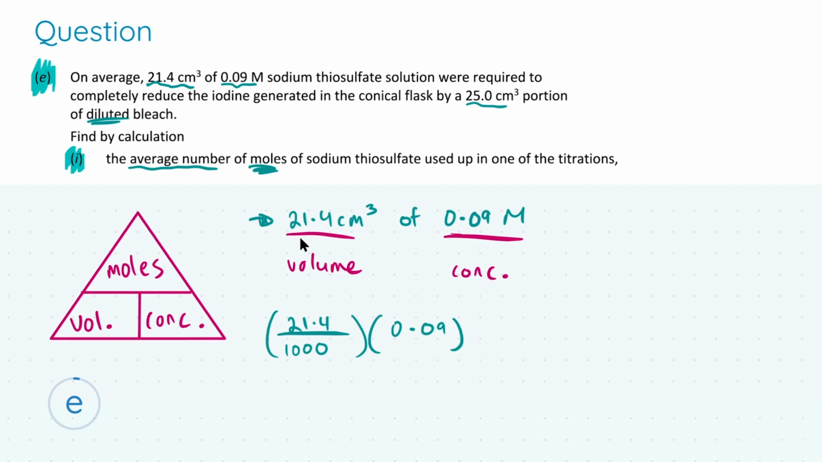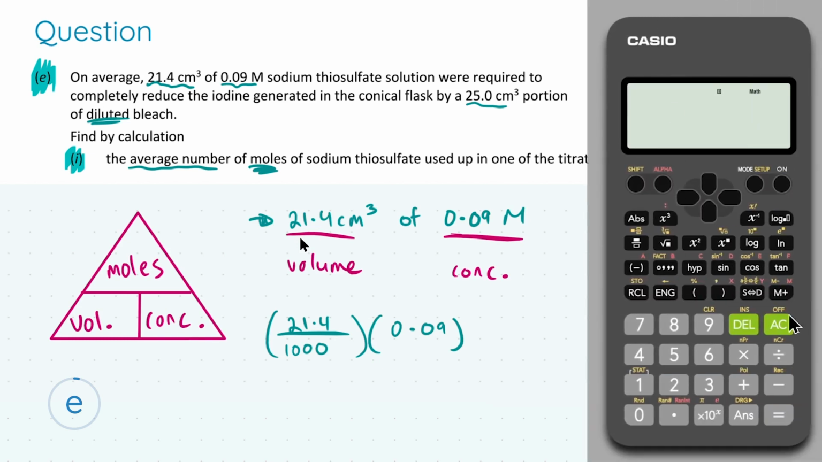So here I have my calculator. I'm just going to plug in what we have so far. In brackets, we're going to have our 21.4, and on the bottom we're going to have our 1,000. The reason for that is that we need to convert our volume to litres, not centimetres cubed. To convert centimetres cubed to litres we divide by 1,000, and then we multiply this by our concentration, which is 0.09 moles, and we hit equals. That gives us, in decimals, so change that, 1.926 by 10 to the minus 3 moles.